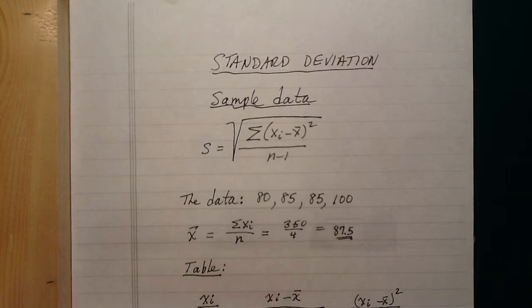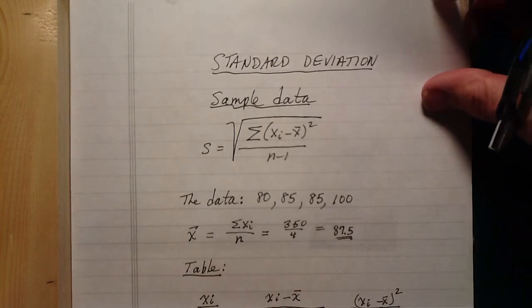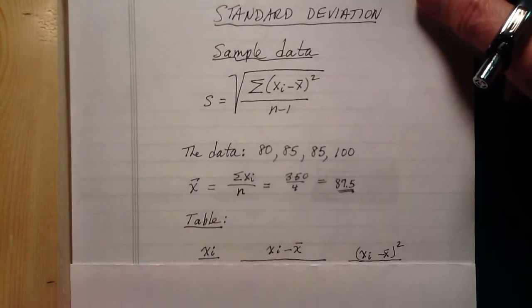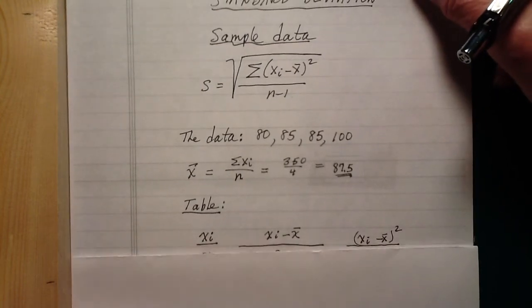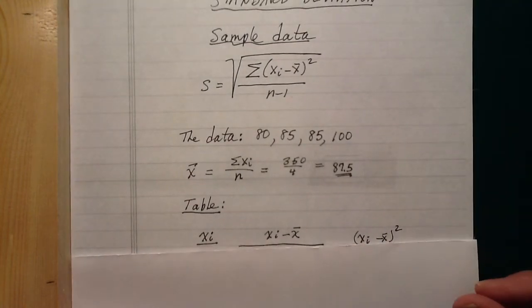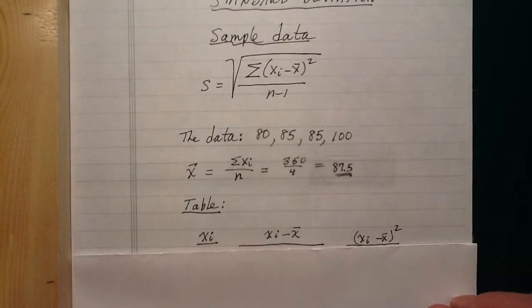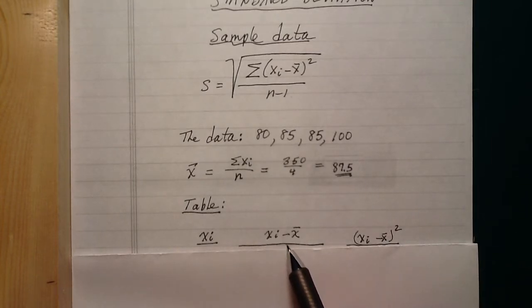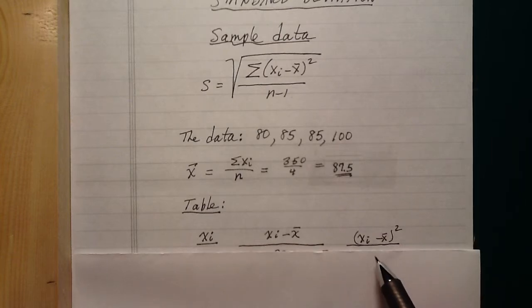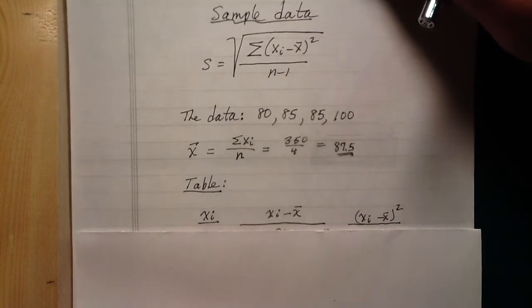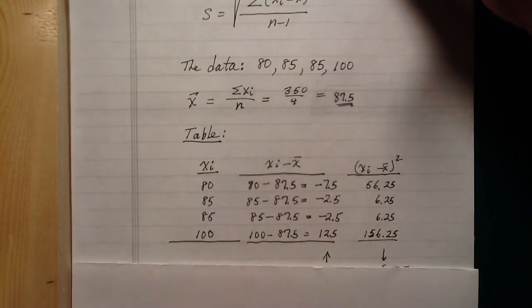and the table will look like this. We'll have a column for the x values, and then we need to compute the deviation, so that's xi minus x bar, and then finally xi minus x bar squared. This will be our square deviations. So let's take a look at some of the computations here.